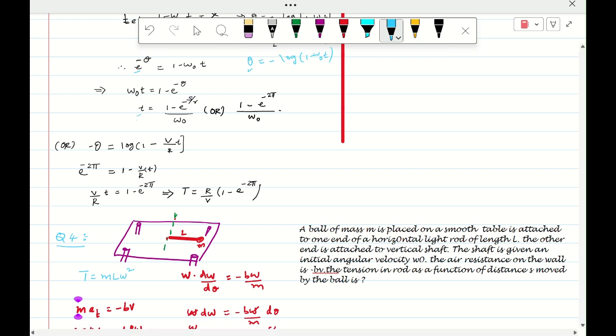One complete circle, t is equal to the time period T. Here the time period means one cycle is already over. Then only can I substitute s equal to 2 pi r for one cycle. Okay, that's why it is changed into 2 pi.